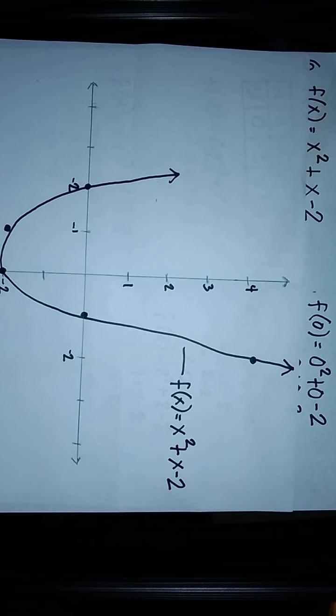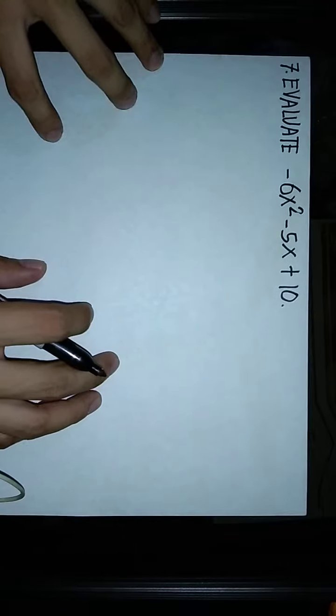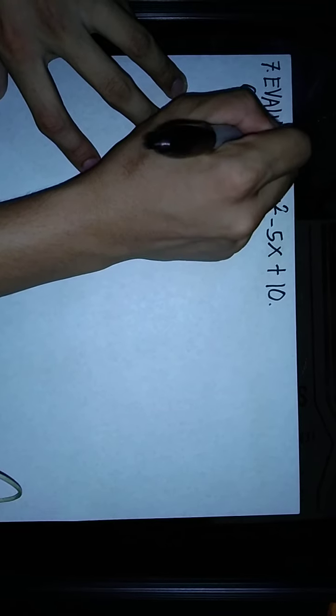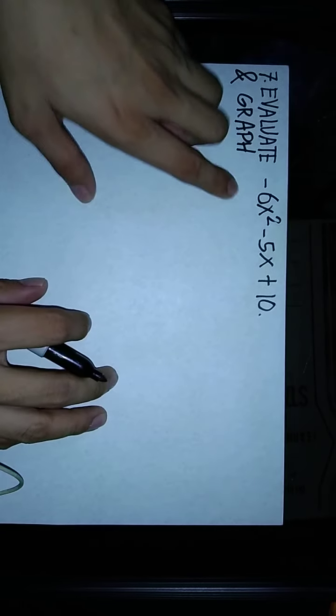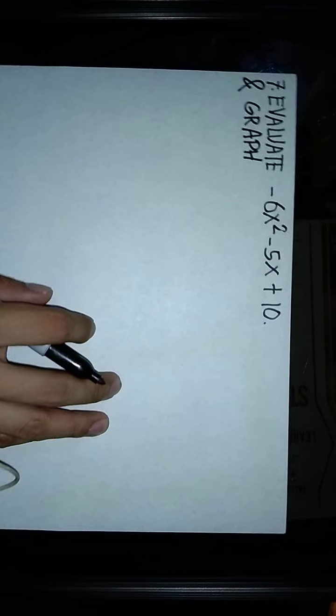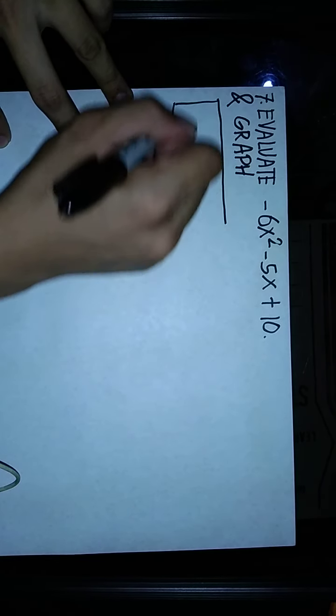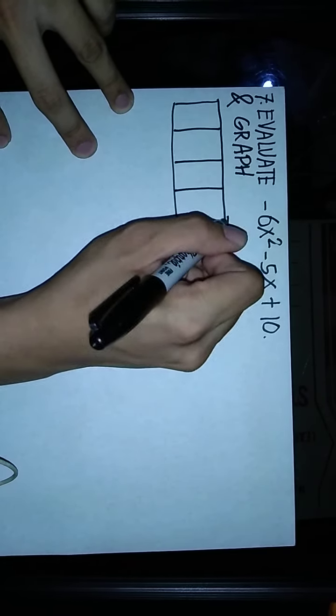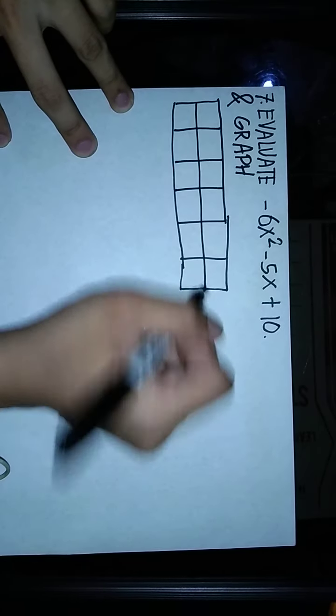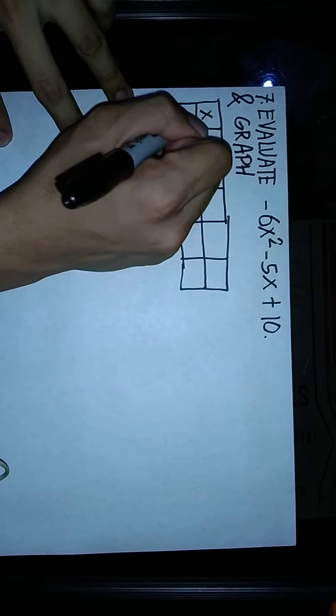Okay. Next example, let's have evaluate and graph. So, graph natin. So, evaluate and graph negative 6x squared minus 5x plus 10. So, ang gagawin naman natin ngayon, ulitin lang natin yung process. Let's have yung ating table. So, we will have yung x natin and yung y.